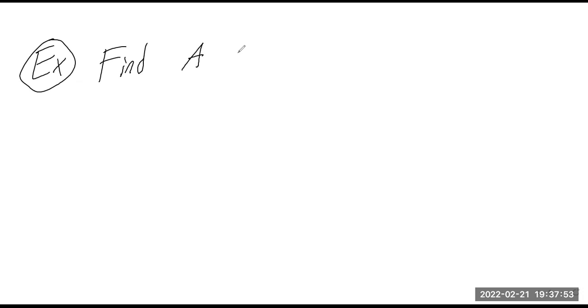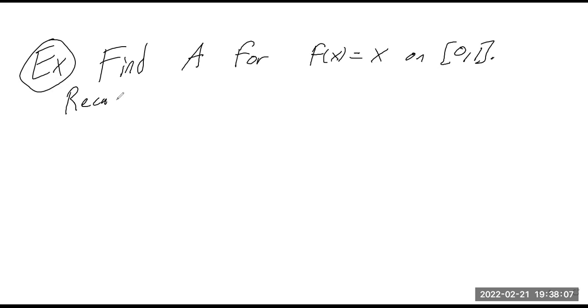So we're going to find A for the function f of x equals x on just a plain old 0 to 1. Now, if you remember correctly, A is equal to the limit of the Rn. So first things first, to even start off with this question, we have to find Rn.